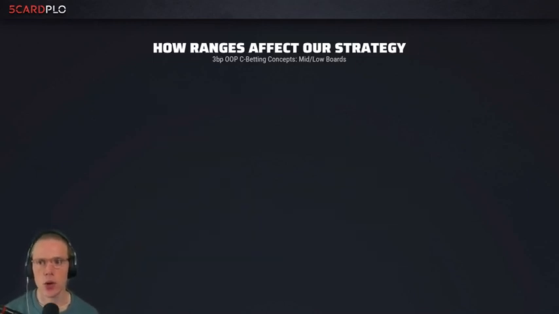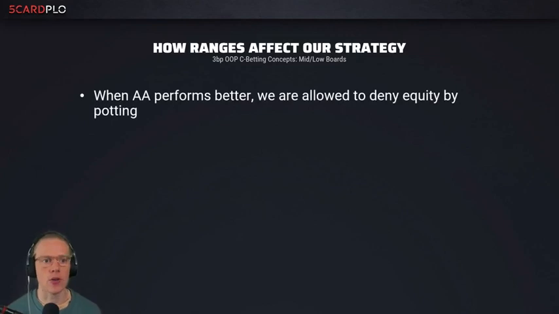And this is going to play into the next factor that is going to determine our strategy as a whole, which is equity denial. On these very dry textures, we are allowed to pot a lot of our hands to deny our opponent equity with our aces, because those hands can actually stack off against a raise a lot of the time. So let's talk about this a little bit.